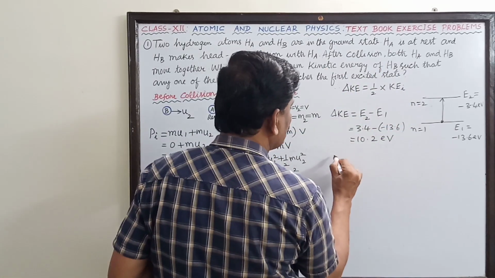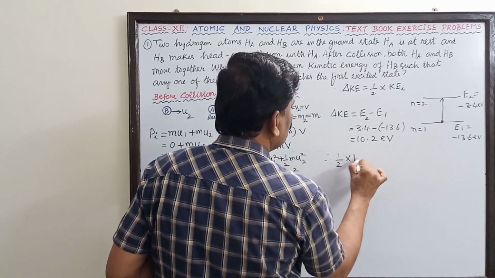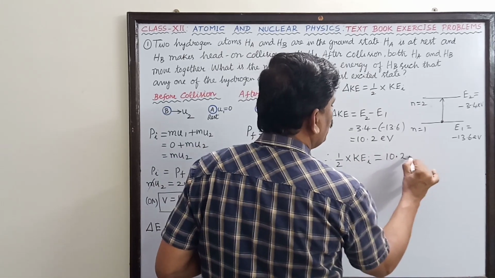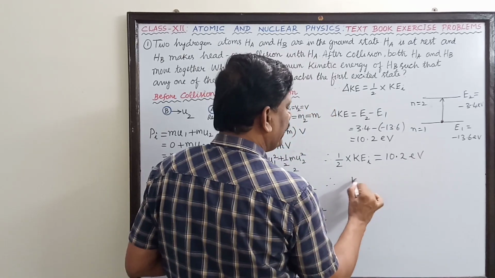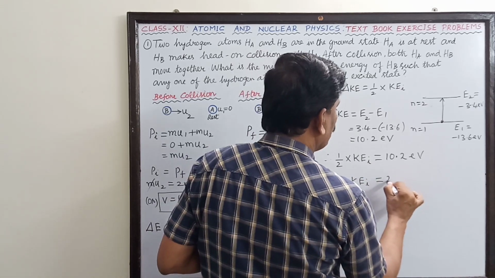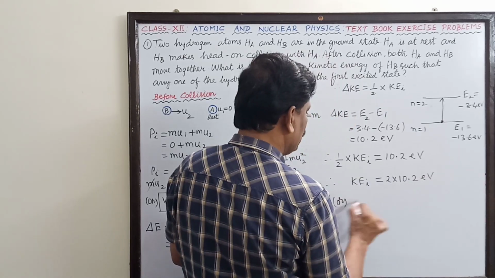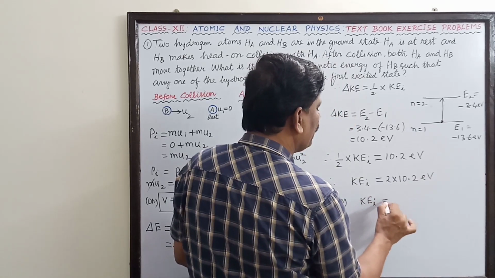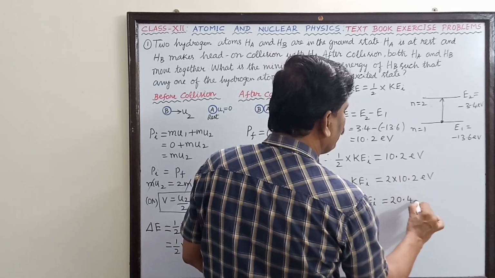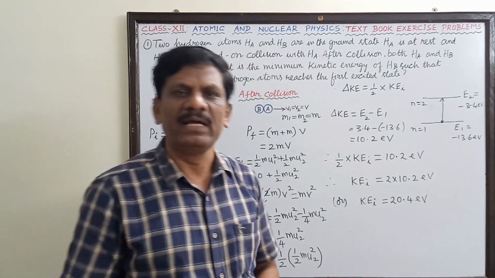Therefore, I am going to equate these two. Half into kinetic energy initial is equal to 10.2 electron volt. Therefore, KEI is equal to 2 into 10.2 eV. Or the minimum kinetic energy of Hb is equal to 10.2 into 2, which is 20.4 electron volt. So this is the required answer.